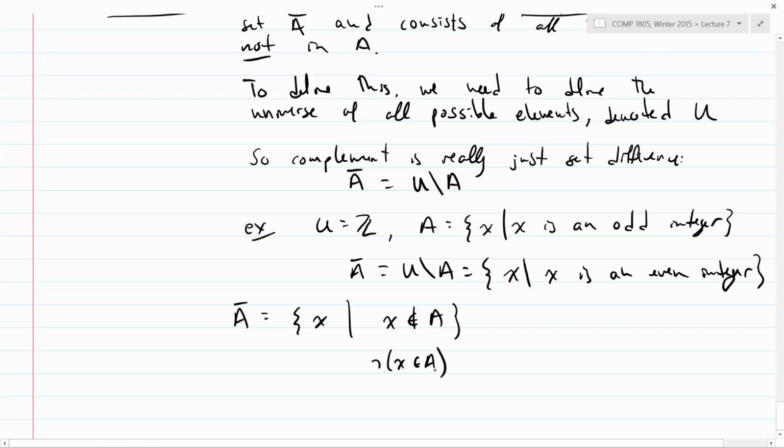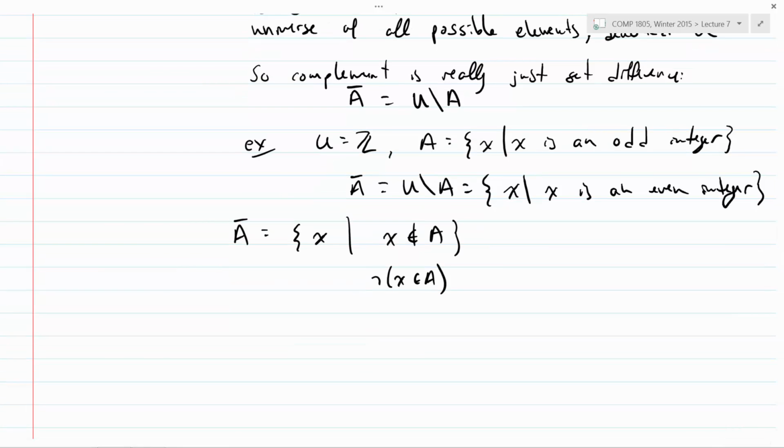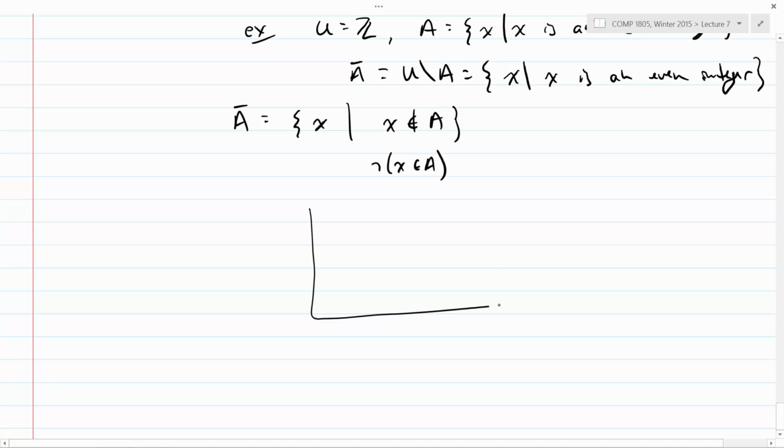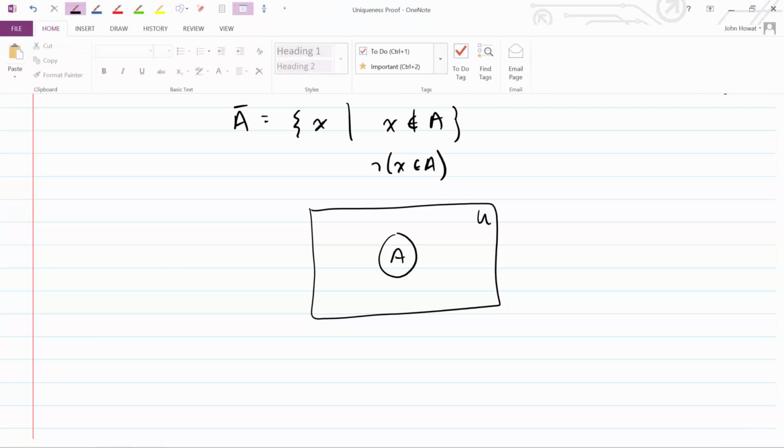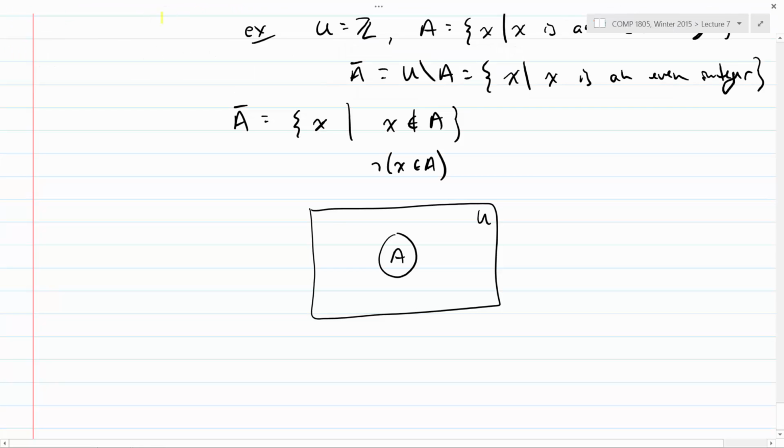Or you could substitute it into the definition for set difference. The very last operation, so I should do the Venn diagram first, sorry. So here I'll only do one set A, and this box that I've been drawing but not labeling, that's what U is. So the complement of A is everything outside of A, as you would expect. I'm not going to fully shade it in, but you get the idea.